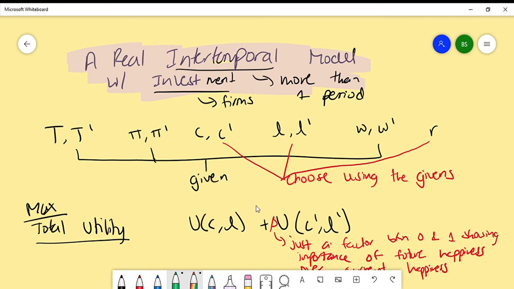Okay, so right now we're gonna go over a real intertemporal model with investment. My notes are starting to look a bit too much like our actual notes, which is kind of bad, but it's fine. Intertemporal just means more than one period. Investment basically means adding in the firms. So this is basically putting the two things that we did together.